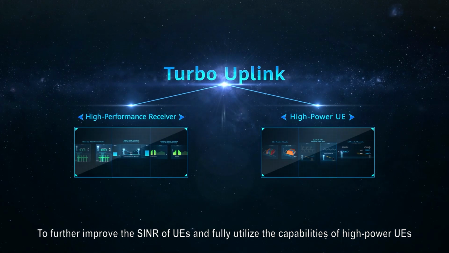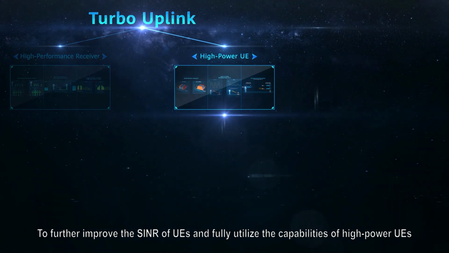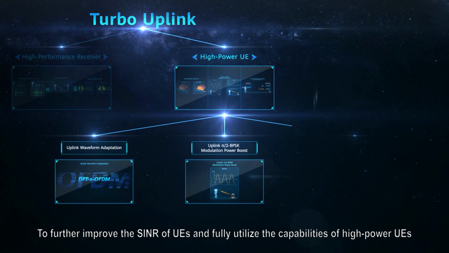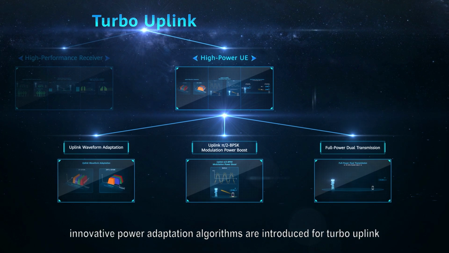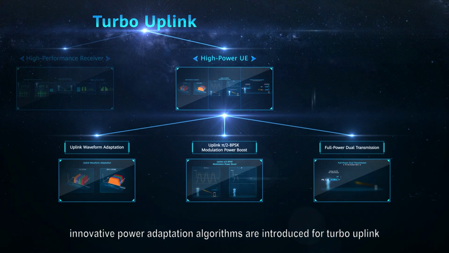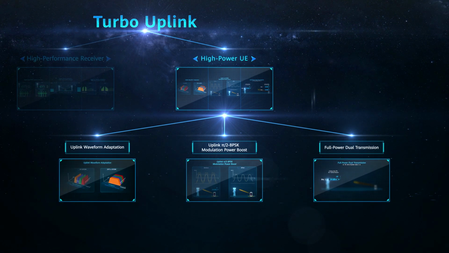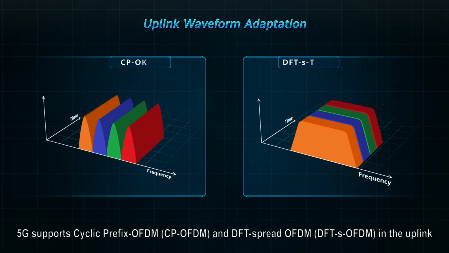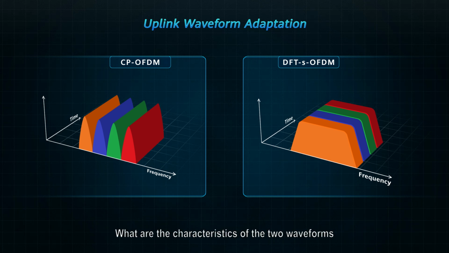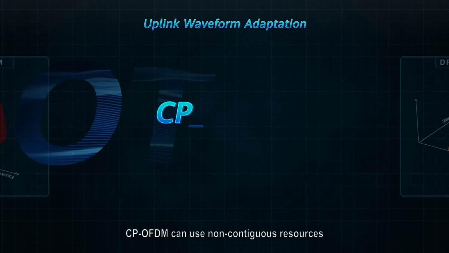To further improve the SINR of UEs and fully utilize the capabilities of high-power UEs, improving uplink user experience, innovative power adaptation algorithms are introduced for Turbo Uplink. Uplink waveform adaptation. 5G supports cyclic prefix OFDM, CP-OFDM, and DFT spread OFDM, DFT-S-OFDM in the uplink. What are the characteristics of the two waveforms?